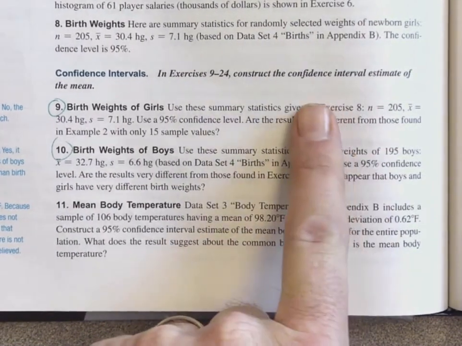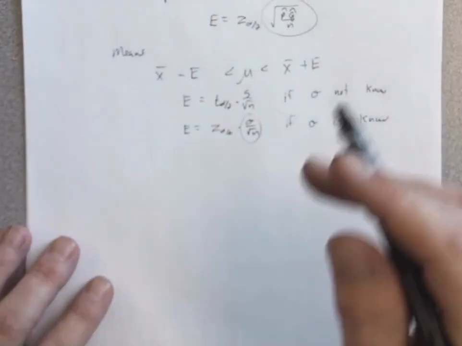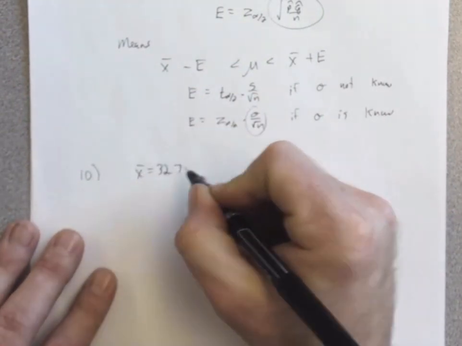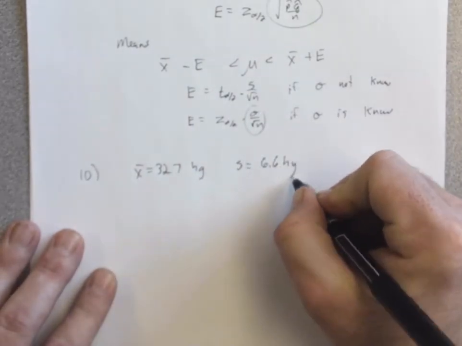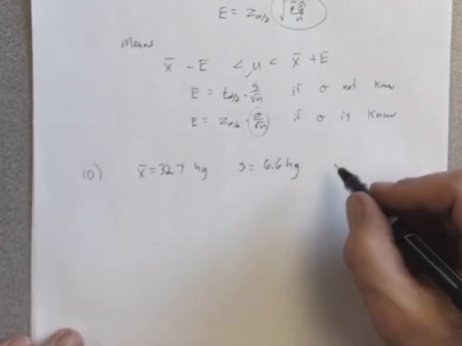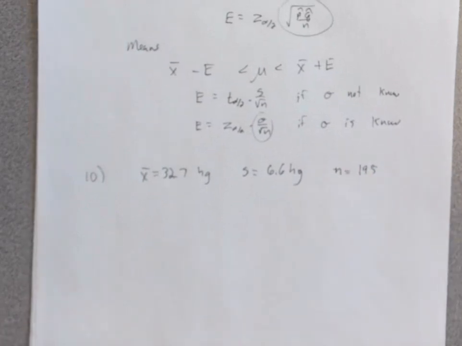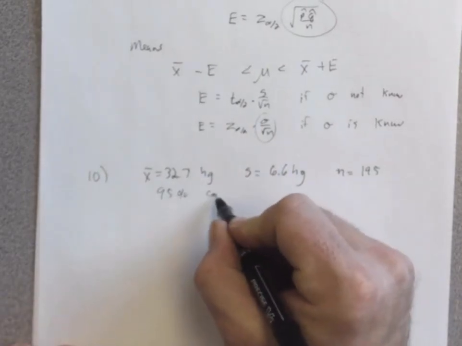In this case, we want to find a confidence interval estimate for the mean. So we're going to do exactly this. I'm going to find this thing right here. So number 10, we know that X bar is equal to 32.7 Hg, and s is equal to 6.6 Hg. I forget what unit to measure that is. Our nurse left, so I'll have to ask her next time. And I know that there were 195 boys, right? n was equal to 195. Does that make sense? So they've given us a lot of these values, and they want us to have a 95% confidence level.